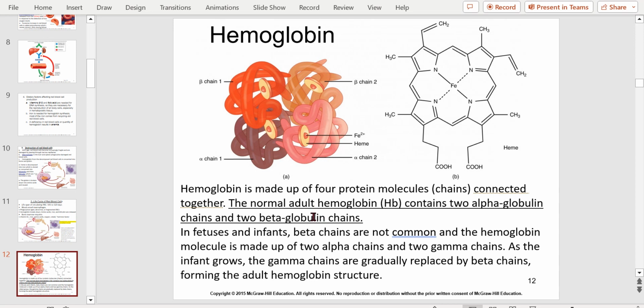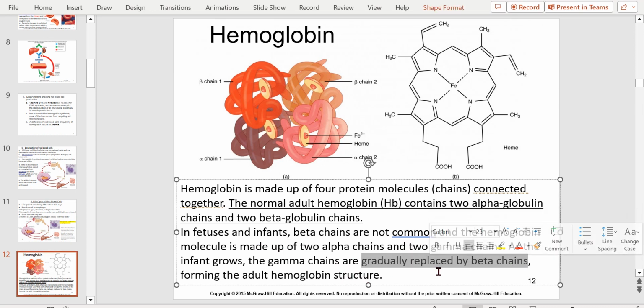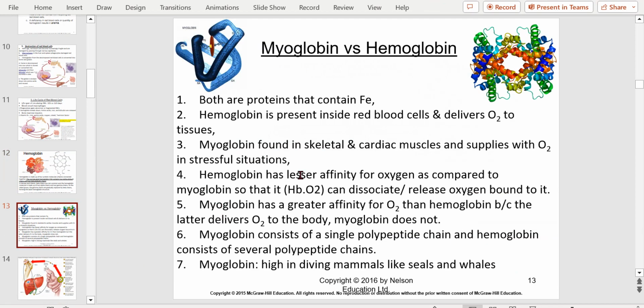Hemoglobin. Hemoglobin is made up of 4 protein chains connected together. Normal adult hemoglobin contains 2 alpha globulin chains and 2 betas. 2 alphas, alpha, alpha, beta, beta. In fetus and infants, beta chains are not common. Here they have alpha and gammas. As the infant grows, though, the gamma chains are gradually replaced by these betas. You guys can read up more on those.